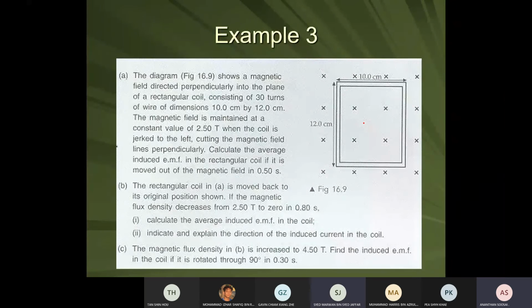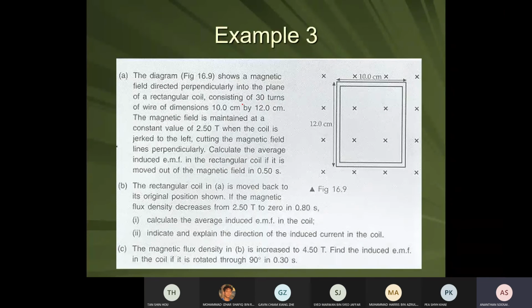This coil entirely moves out from the magnetic field. What is the average EMF induced? You calculate for me, 1 minute. The coil is inside the magnetic field first. Find the initial flux. Then when it is removed totally from the magnetic field, the flux becomes how much? It becomes 0, right? The final flux becomes 0. Initial flux is the B dot A here. B dot A.